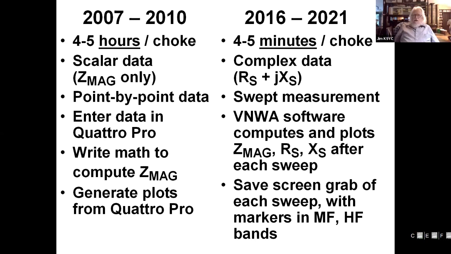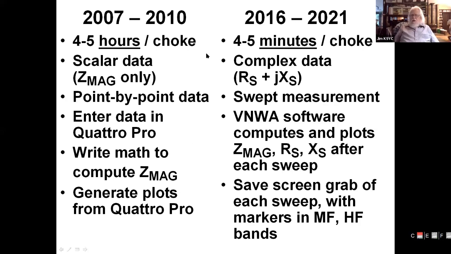For those original designs, I was taking more than half a day to measure one choke. I was getting very limited data. It was point by point. I had to put the data in a spreadsheet, write the math to compute ZMAG, and plot it. And those are the plots that you see in my original RFI ham document.